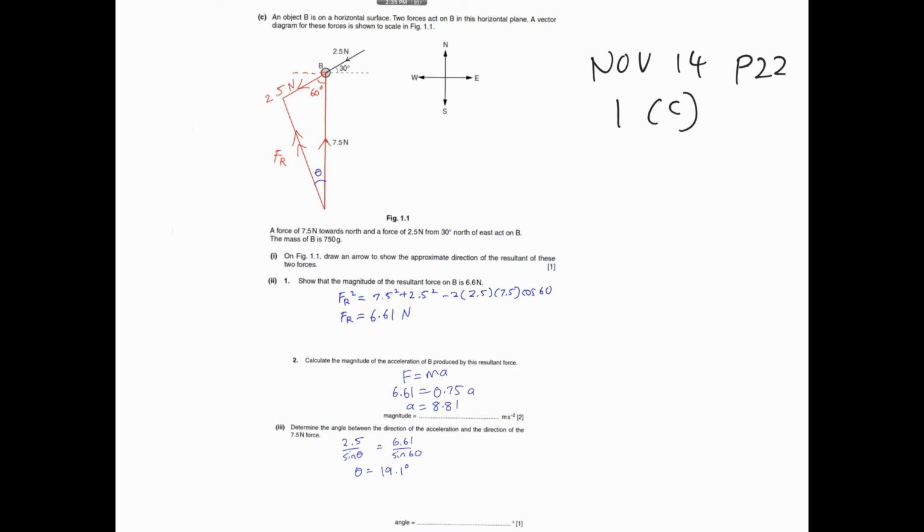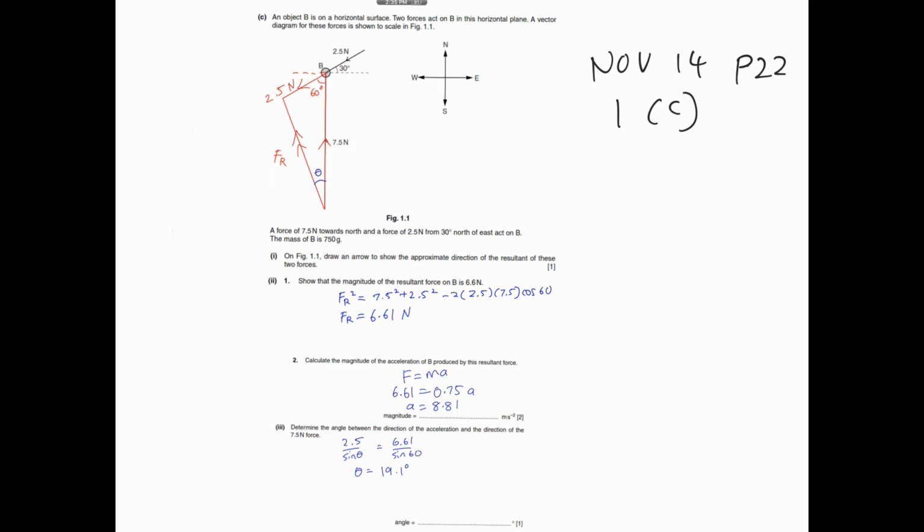And the next part is to find the angle between the acceleration and the direction of the 7.5 newtons. Now don't forget, the direction of the acceleration is also the direction of the net force. So basically, they're asking you to find the direction of the resultant force or the net force from this vertical. So how do we solve? We can use the sine formula. Since we know that this FR is already 6.61 newtons, we use the sine formula, which is 2.5 over sine theta equals FR, which is 6.61 over sine 60, and you will get theta as 19.1 degrees.